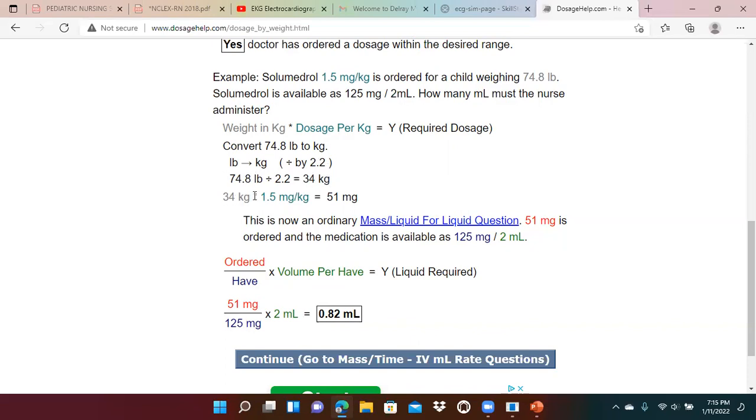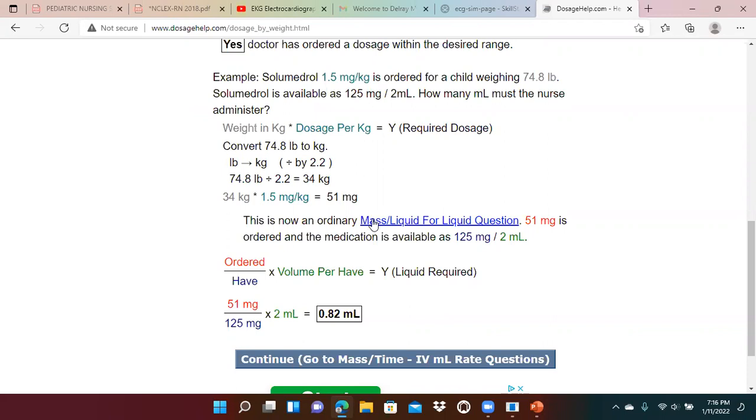So 34 kilogram times 1.5 milligram per kg, because this is the doctor's order, 1.5 milligram per kg body weight. So if my child is 34 kilogram, that means 34 multiplied by 1.5 is the total milligram, 51 milligram. So this is now ordered. We have to follow.